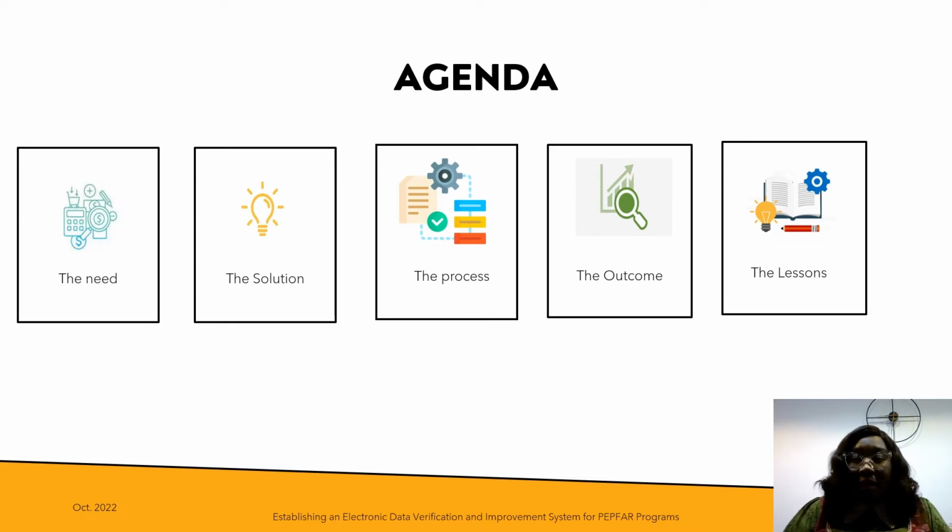So I'll start by walking you through the steps that we'll take this morning in sharing our experience. We'll start by setting the background and establishing the need for the electronic system, for the data verification and improvement system that we developed. Walk you through the solution that we came up with, the process implementation steps for establishing and developing that solution. Share with you what some of the outcomes that we have are, and also share any valuable lessons for anyone who may be willing to set up a similar system.